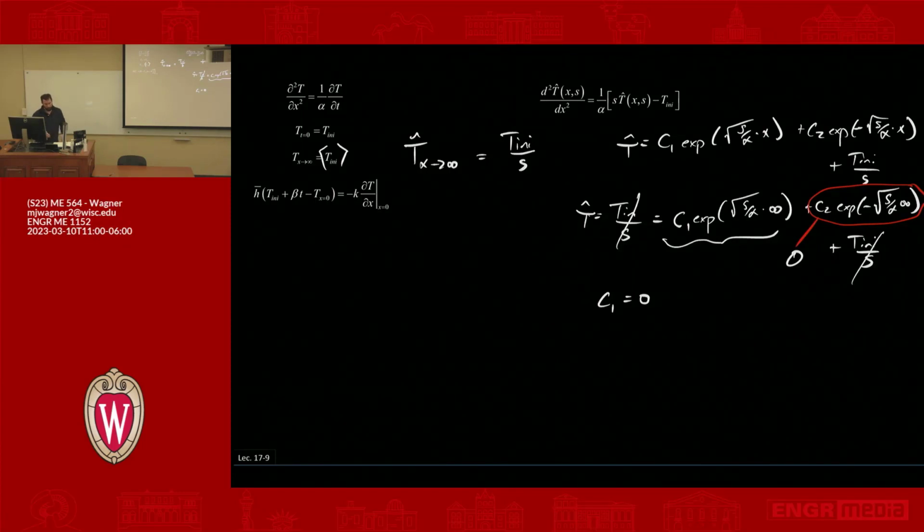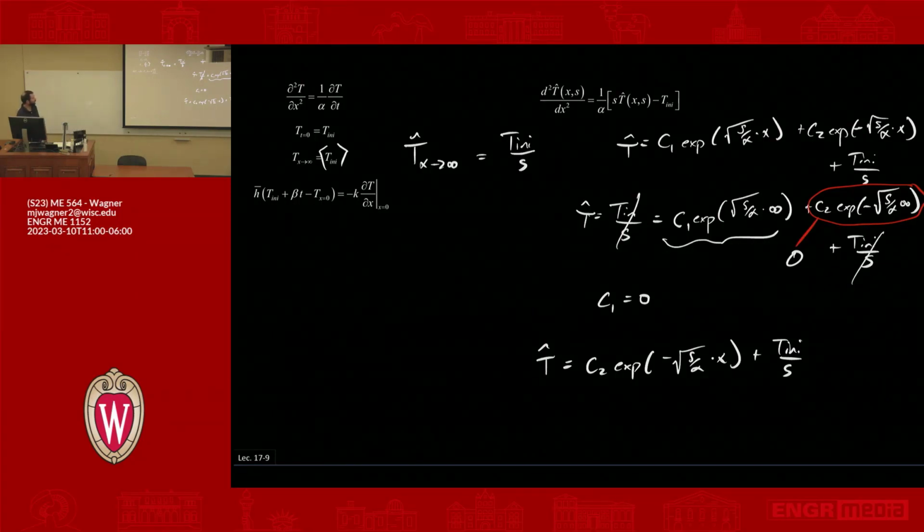And then we can rewrite our temperature solution to be T hat, again, we're still in the S domain, is C2 exponential minus square root of S over alpha times X plus T initial over S. Okay, so we're making progress there. We now have to do the second boundary condition, this one here. So let's skip forward. Again, I have an extra blank page here, so let's just move on to 1711.